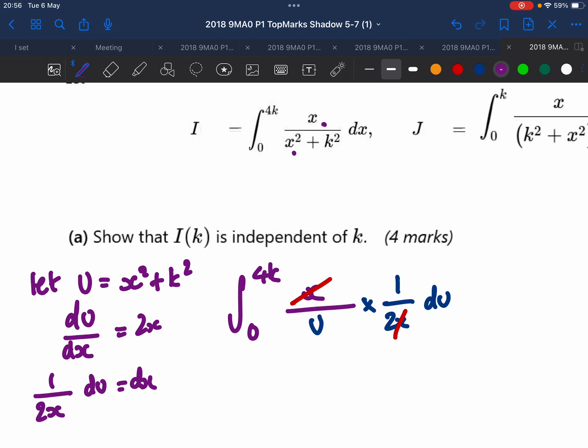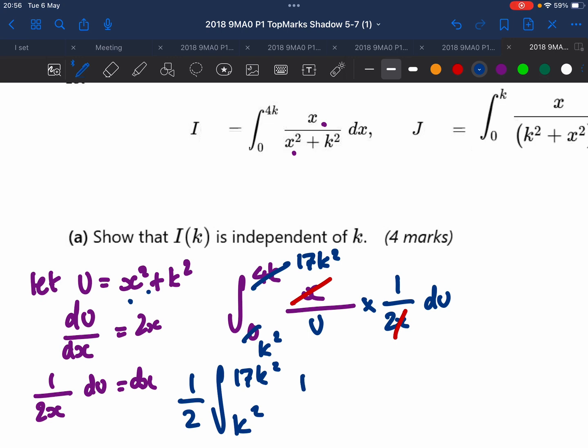Anything else we would need to do? Yeah, the limits need changing, don't they? Because at the moment they're in terms of x, so they should be in terms of u. 4k all squared would be 16k squared plus another k squared, so that's going to be 17k squared. And the 0 would just end up being a k squared. So all in all, we would have 17k squared to k squared. I'm going to put the half on the outside, and then it becomes 1 over u du.